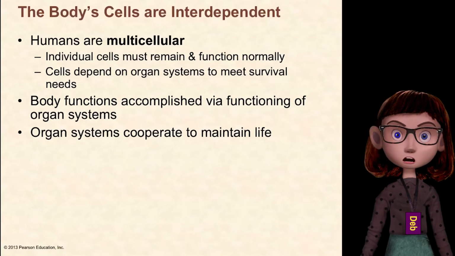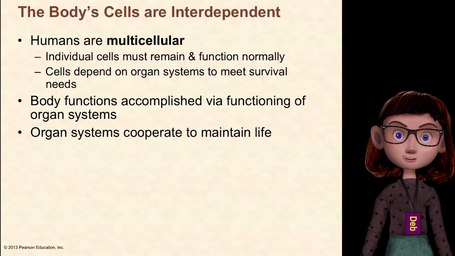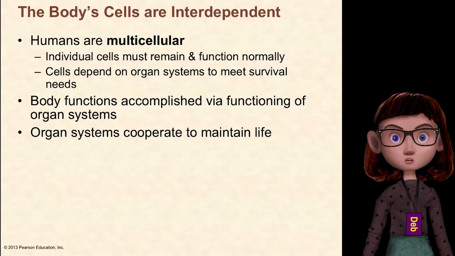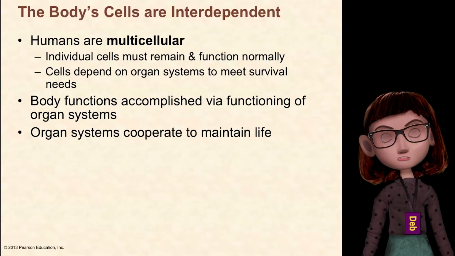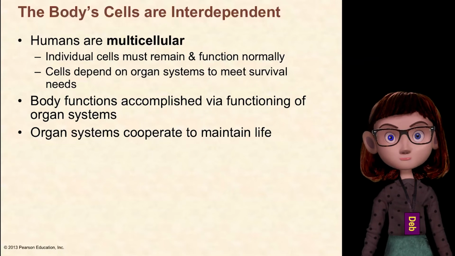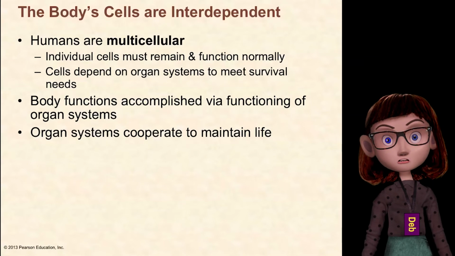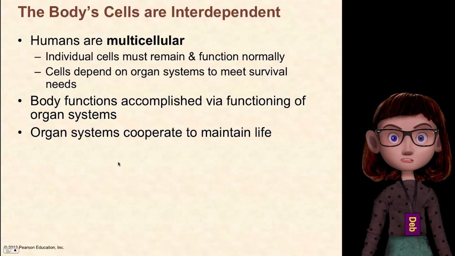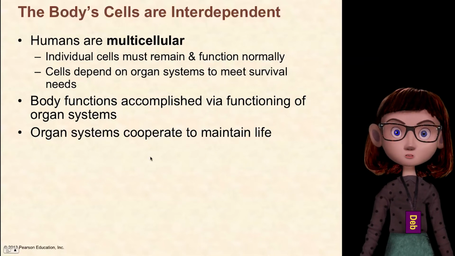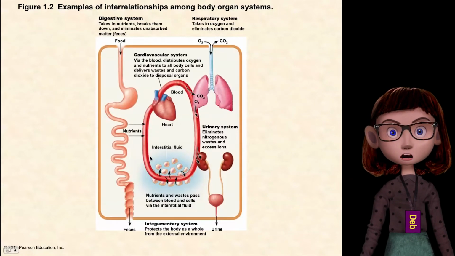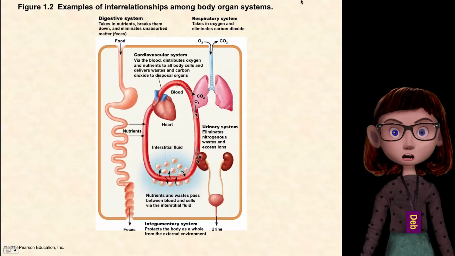The body cells are interdependent upon one another. We are multicellular. That means we have a lot of cells, in fact, literally trillions. Individual cells must remain and function normally, and the cells themselves depend on our organ systems in order to meet their survival needs, and of course the survival needs of the body as a whole. Body functions are accomplished via the functioning of your organ systems. Organ systems must cooperate to maintain life.